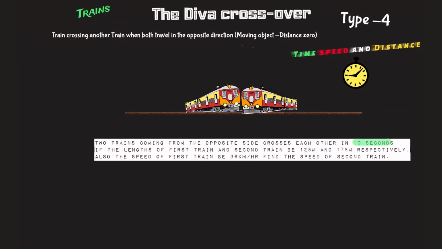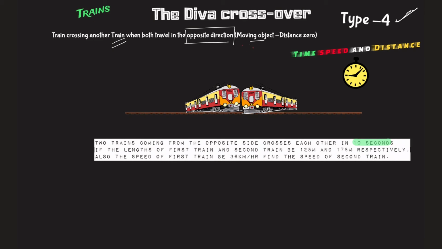Now we come on to the next episode of Train, which is the Diva crossover. And this will help us understand the type 4 associated with the trains. So, till now we know three types. First, train crossing the stationary object having negligible length, then having some length, then train crossing another train where both are in the same direction. Now, type 4 says train crossing another train, but both are in the opposite direction.